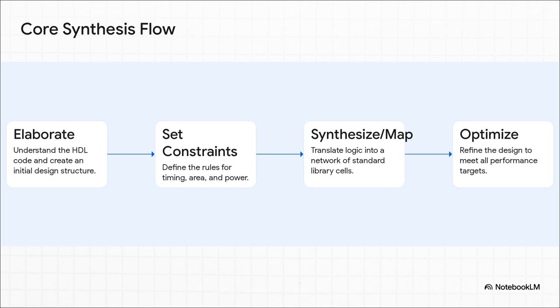And this synthesis process, it's very systematic. First, the tool elaborates the design, just figuring out the high-level structure from the code. Then, it applies constraints. These are the rules of the game. Things like, this calculation has to happen in less than 2 nanoseconds, or this part of the chip can't use more than 5 milliwatts of power. Finally, it translates all that logic into a network of standard parts and optimizes the whole thing to make sure it meets every single one of those targets. It's a massive juggling act.